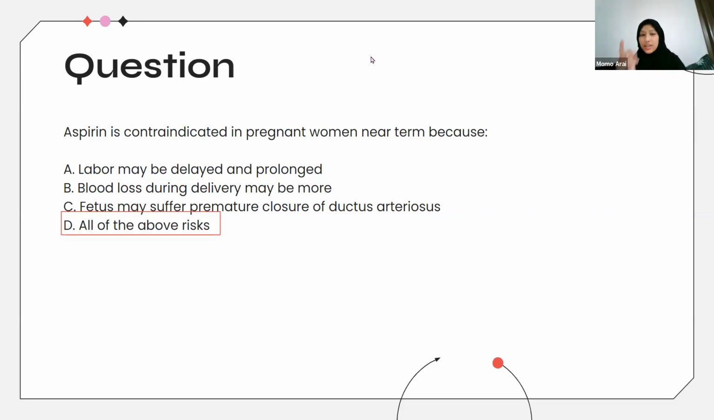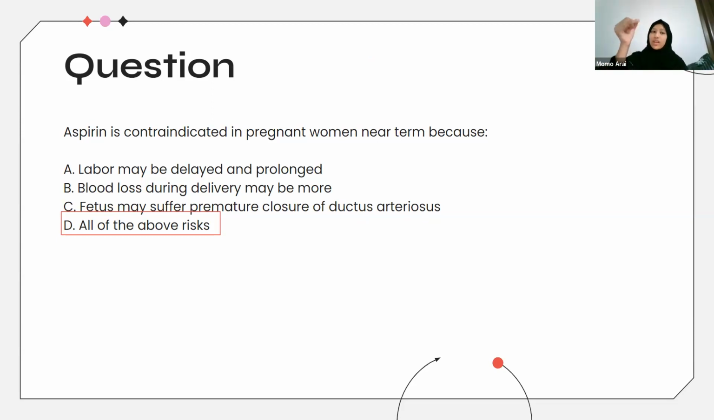are again stimulated by prostaglandin, right? So if you don't have that, these two are affected. C, fetus may suffer from premature closure of ductus arteriosus. That's true because prostaglandin keeps the ductus arteriosus open, which is a connection between the aorta and pulmonary trunk, if you remember.